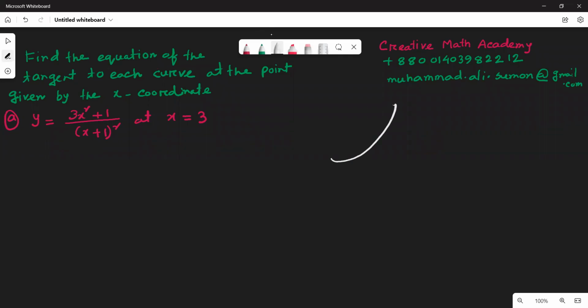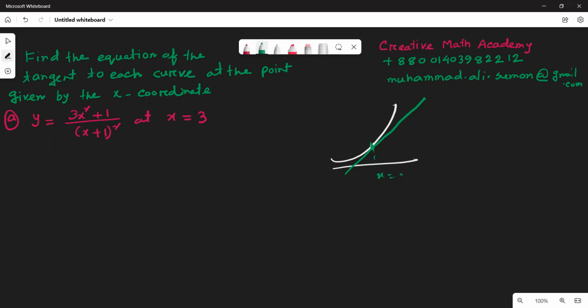Think this is a curve and this is the point x equals 3. At this point, when you draw a straight line which only touches the curve, it is said to be a tangent. So just touching at this point, this line is said to be a tangent. And at this point, the gradient of the curve and the gradient of this tangent are the same.